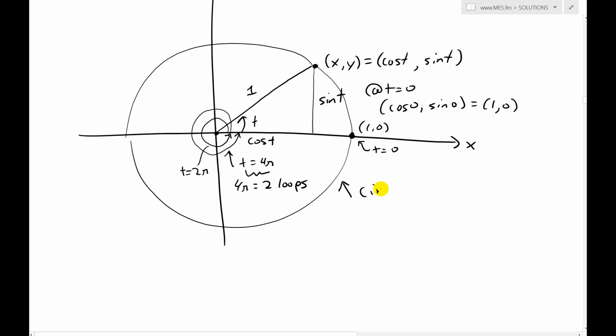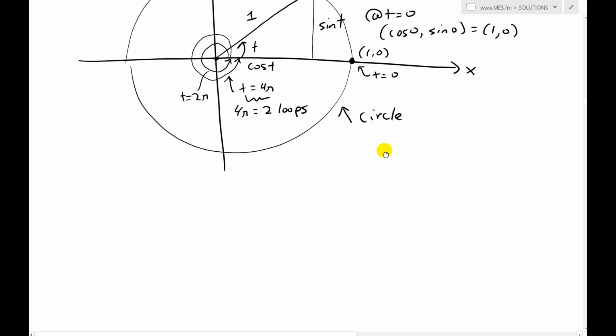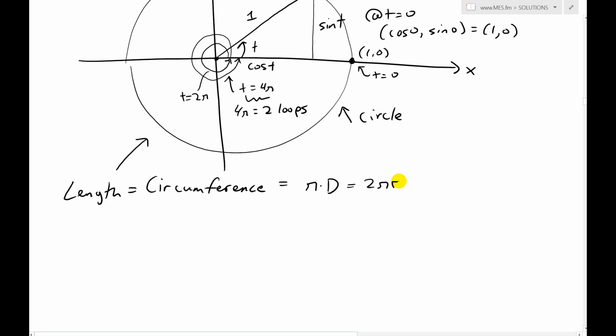This is just a circle, and in this case the length is just going to be the circumference of the circle. Recall that the circumference of a circle is pi times the diameter, which equals 2 pi r.